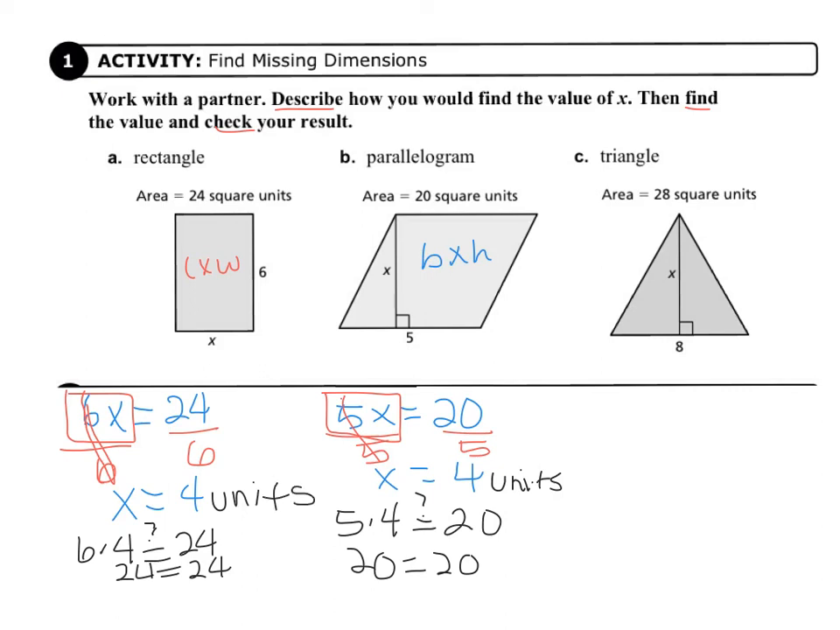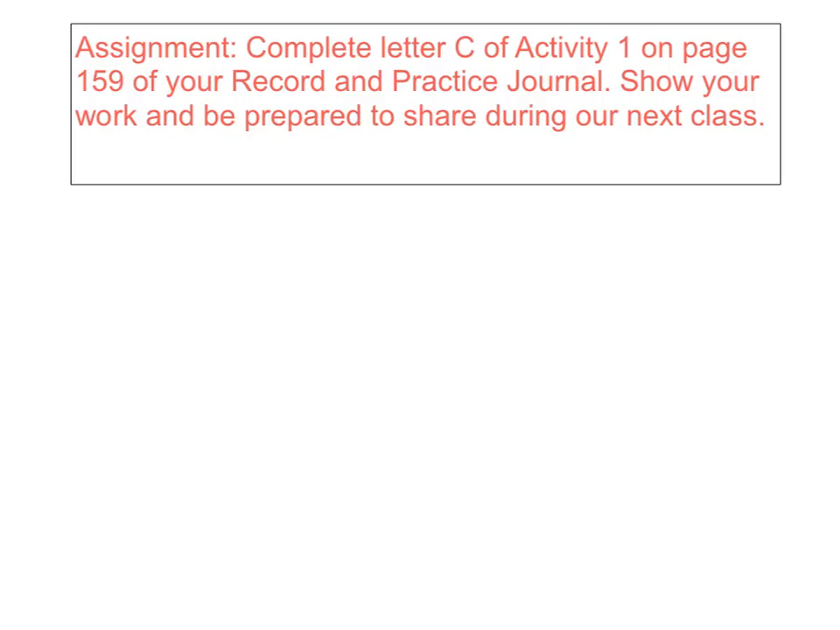The triangle is going to be your homework, and you need to remember that the area formula for a triangle is 1/2 base times height. So I helped you out there and gave you the formula, so now you need to figure out how to make that work. And if you get stuck, remember that we can always go over it in class tomorrow. Your assignment for this lesson is to complete letter C of Activity 1 on page 159 of your Record and Practice Journal. Show your work and be prepared to share during our next class.